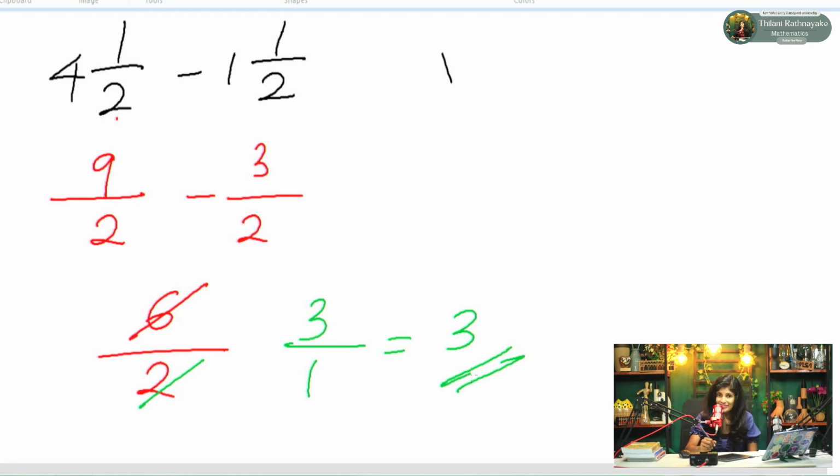If 1 is there in the denominator of any number, that is a whole number. You can write the whole number itself, by not writing the 1 below. That's it. You can eliminate the 1.